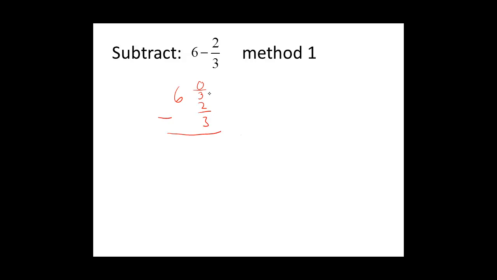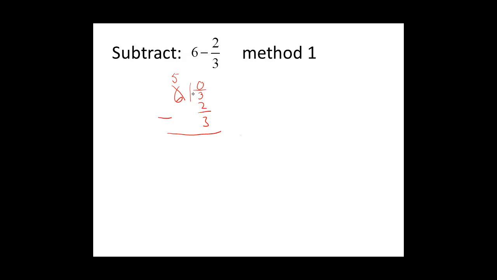What we're going to do now is the steps we use for borrowing, using this as the fraction part for the number 6. 6 and 0/3 is the same thing as 6. So now we try to subtract 0 minus 2. We can't do that. So we borrow from the 6. The 6 becomes a 5. And the 1 that we borrowed from the 6 we write as a whole number 1.